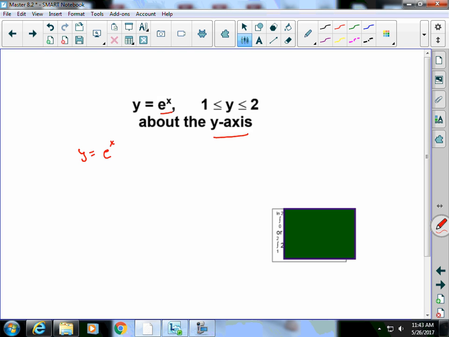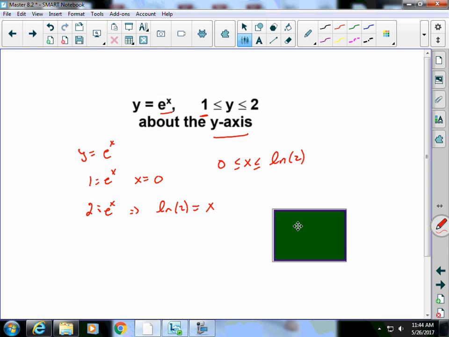So what happens if y is 1, equal to e to the x, then x has to equal 0. So then I look at 2 is equal to e to the x. I want to know what that is. Well, I can't tell you exactly what that is, but I could take the natural log of both sides. Natural log of 2 on the left-hand side. Natural log of e to the x is just x. So I had to change my limits of integration from 0 to the natural log of 2. So that's the range for that.